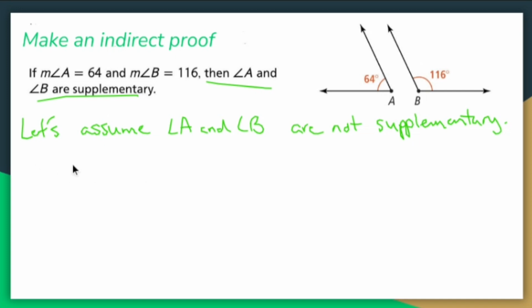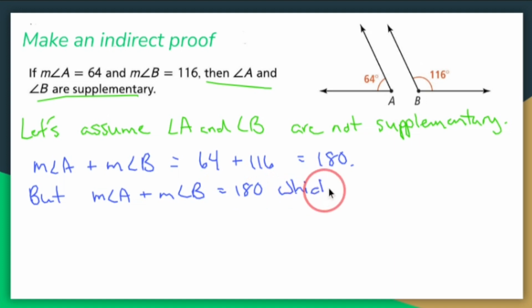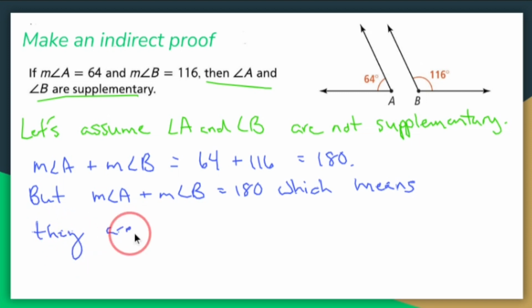Let's get a different color. The measure of angle A plus the measure of angle B is the same thing as 64 plus 116, which is 180. So we're assuming that the measure of angle A and B are not supplementary, but when I add A and B, the measure of angle A plus the measure of angle B add up to 180, which means they are supplementary.